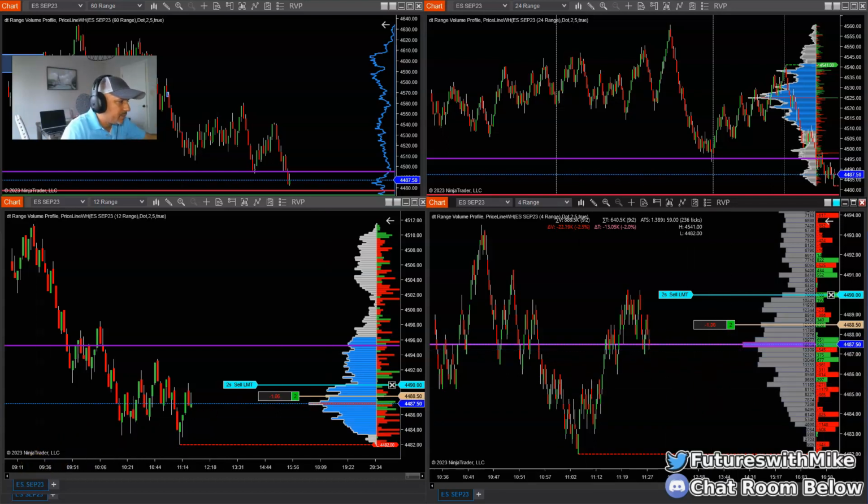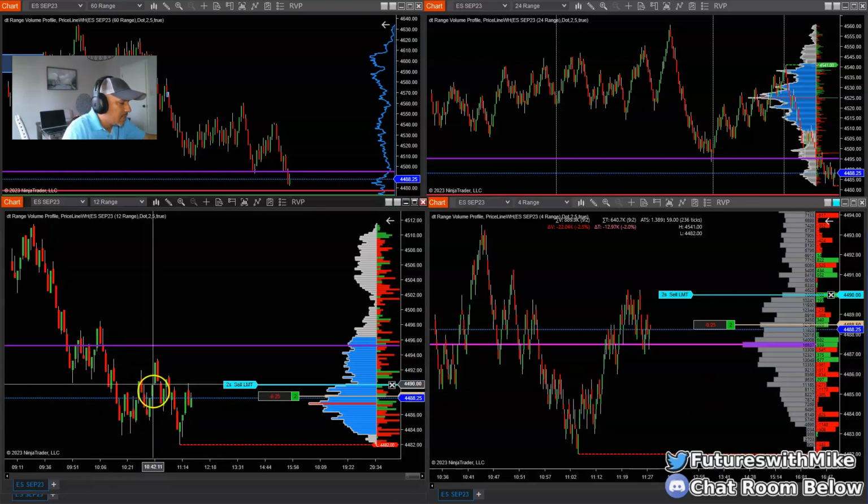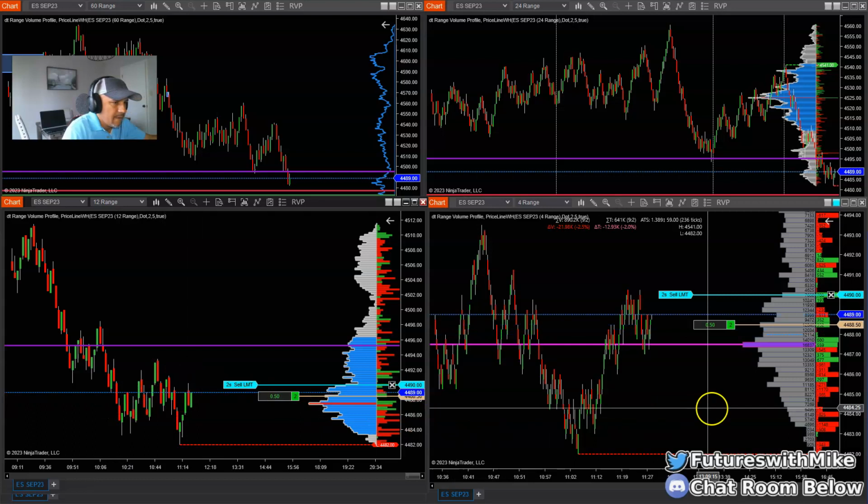Let's see what happens. Gonna hold on to the trade here. Not a lot going on. Price kind of moving sideways right now. Since 10:15 time frame. So not a lot.